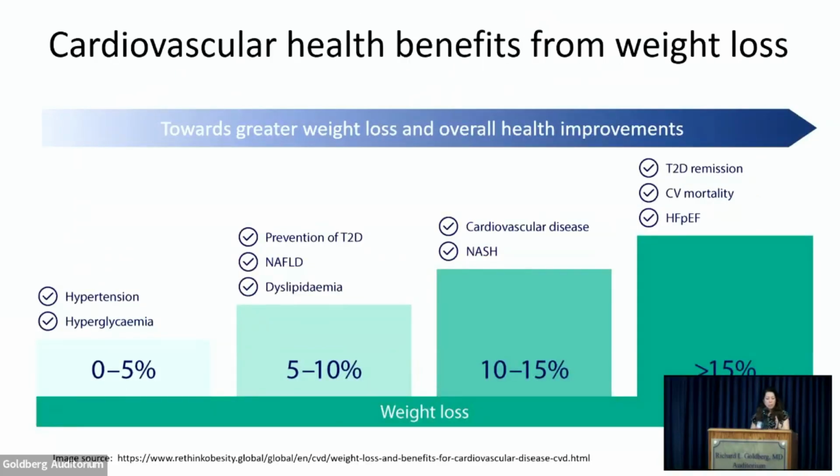And so again, on the spectrum, small amounts of weight loss are good for things like glucose control and blood pressure control. But when you're talking about prevention of type 2 diabetes, you really need to be targeting upwards of 10%. Fatty liver, when we're talking about established liver disease or cardiovascular disease, you want to hit at least 10 to 15%. And for diabetes remission or cardiovascular mortality, it's really 15% or greater.